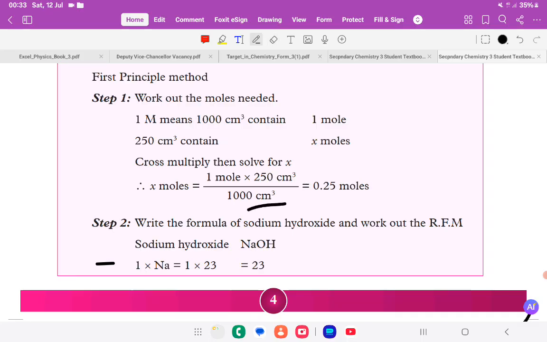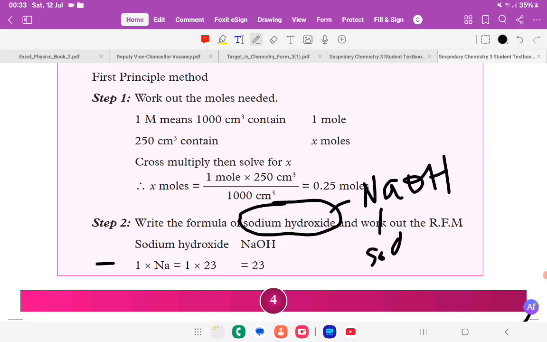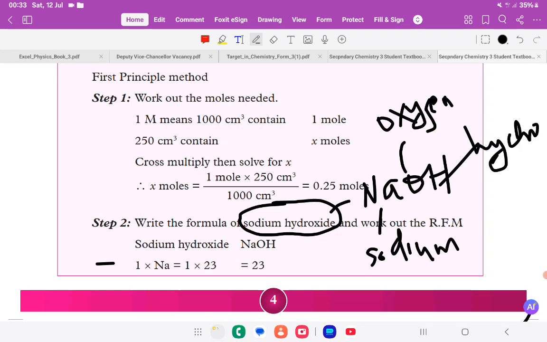Sodium hydroxide, like I said earlier on, is NaOH, where Na is sodium, then we have oxygen, and then hydrogen here. Okay, so from the formula, it is going to be easy for us to calculate the relative formula mass.